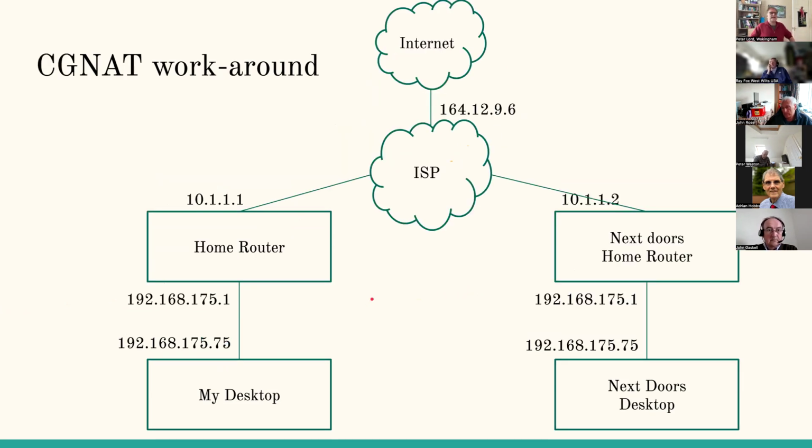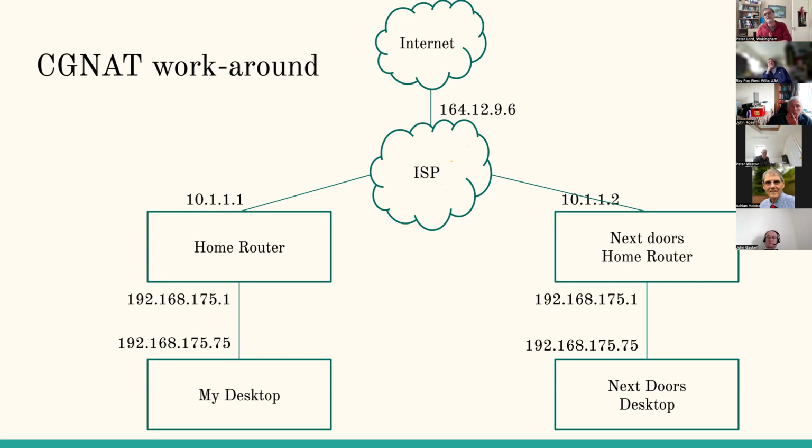Right, so let's take this a bit further and have a look at carrier grade network address translation. In this case, the ISP will assign you, whether it's Virgin Media or City Fiber or whoever it might be, private IP addresses. These 10 addresses are not usable on the internet. So your ISP will just have one public IP address for all its customers.